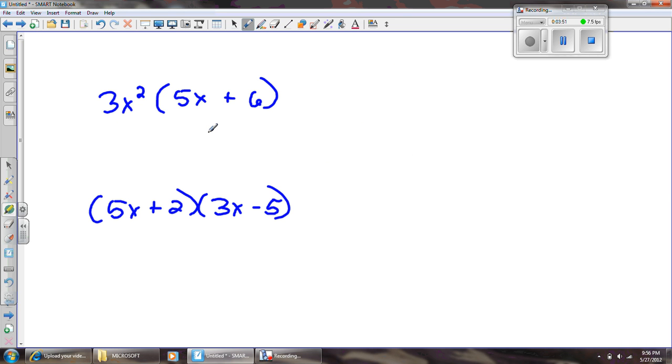And this is a distribution problem. Hopefully you remember that. I have to distribute here and here. And this will result in 15x cubed plus 18x squared.